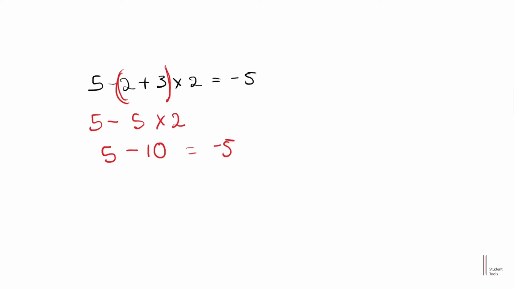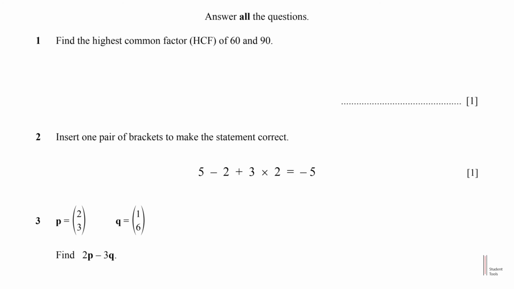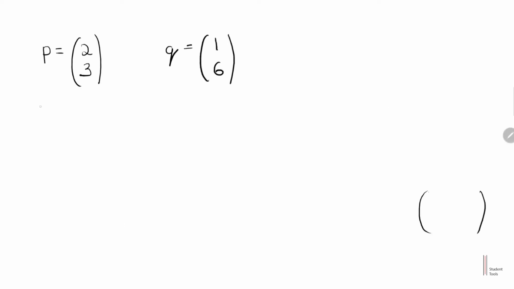All right, let's move on to the next question. Question 3, we have P and Q, and we also have a question which says find 2P minus 3Q. So we have to find 2P minus 3Q. All right, let us do that now. We have 2 multiplied by P, so for P we have 2, 3, and then we have to subtract 3Q.